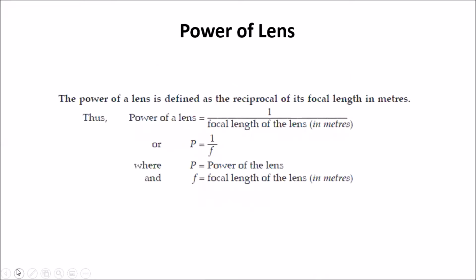Let's begin. So what is power of lens? Power of lens is defined as the reciprocal of its focal length in meters. So the formula is basically 1 upon f. Power is 1 upon focal length.